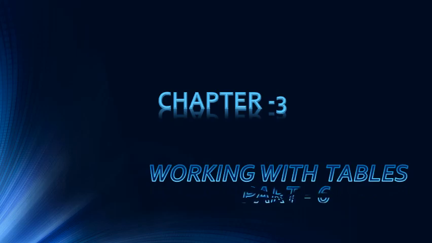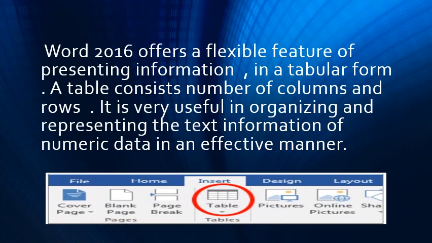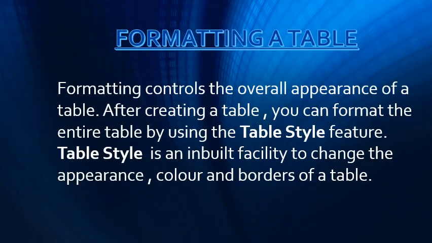Students, today we will continue with chapter 3, working with tables, part 6. Earlier we have seen Word 2016 offers a flexible feature of presenting information in the tabular form. A table consists of a number of columns and rows. It is very useful in organizing and representing text information or numeric data in an effective manner.